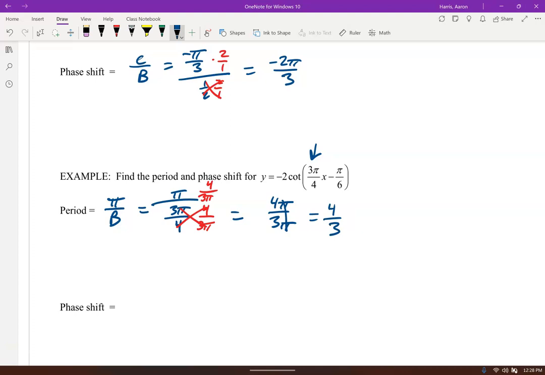Our phase shift, bx minus c. So our c follows the minus there. C is pi/6. Our b is 3 pi/4.